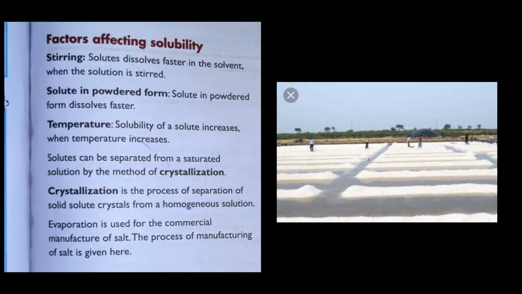The first factor that is exactly said here is stirring. So solutes dissolve faster in the solvent when the solution is stirred. The reason behind it, how stirring helps in increasing the solubility: because of the stirring, the solute particles have a little bit of movement in it, and maximum number of collisions happen, and because of that the intermolecular bonding of the solute breaks, and it dissolves very easily.